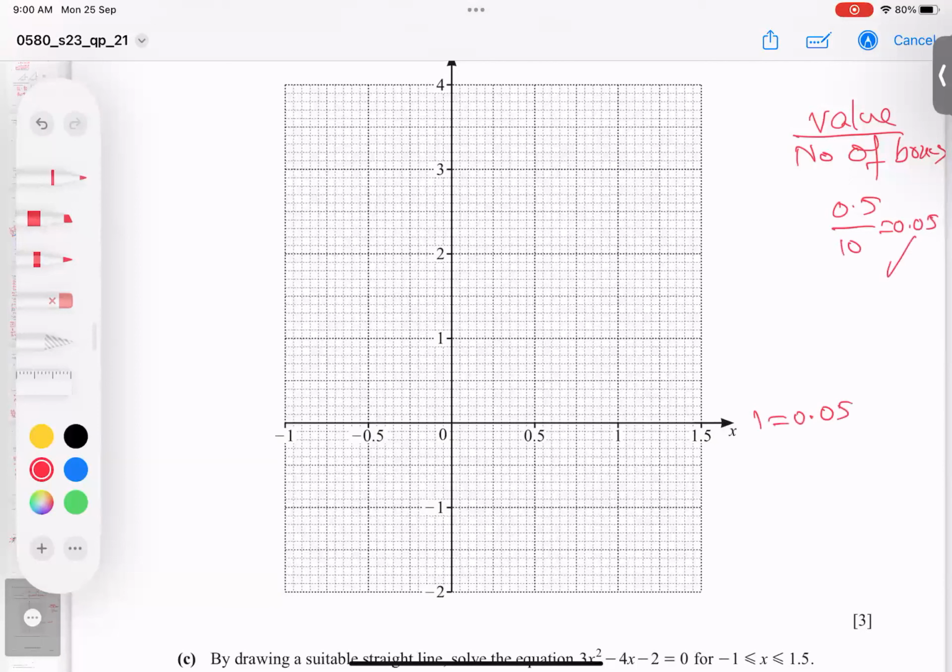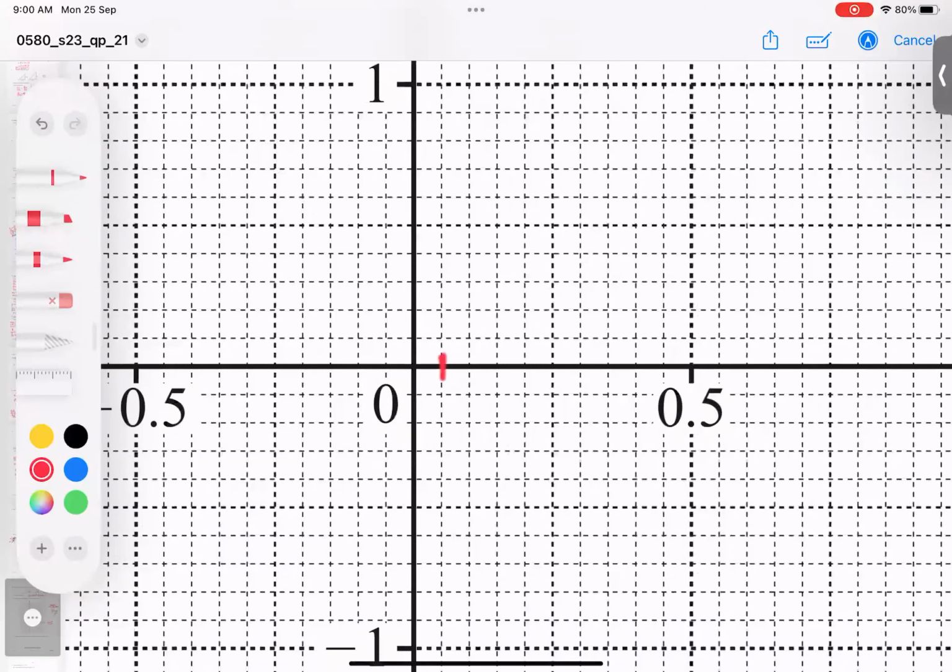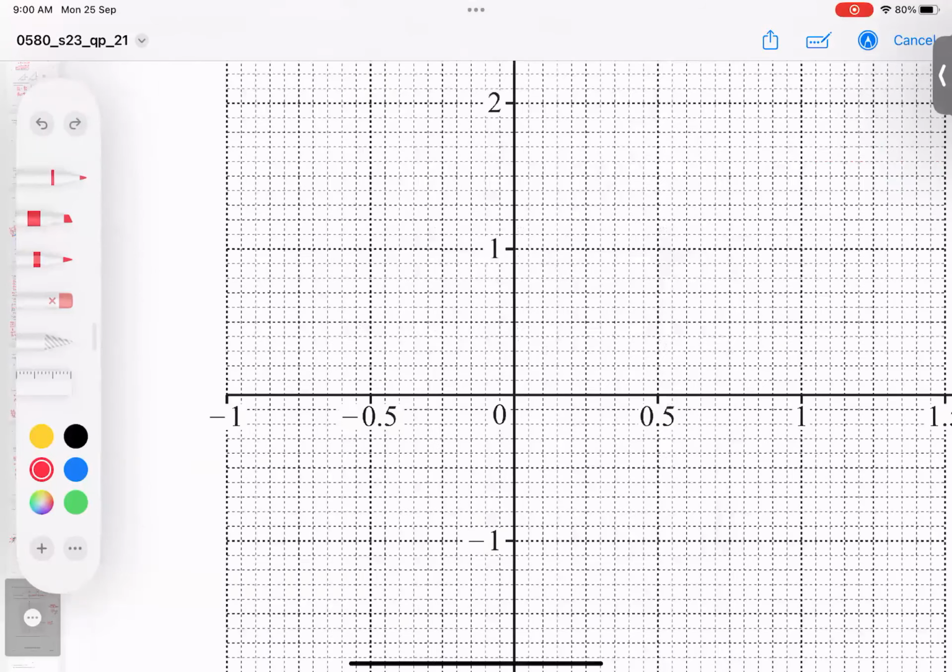But if I multiply by 2, I get 0.1. So one box is this one, and two boxes is 0.1. I mean to say this is 0.05, but this is 0.1. So 0.1, 0.2, 0.3, 0.4, 0.5. I believe all people understand what is going on, and it's very important.